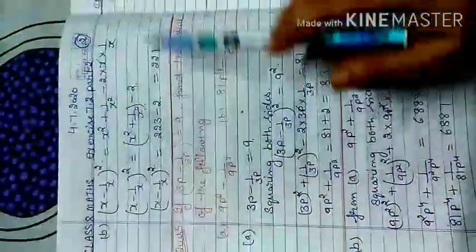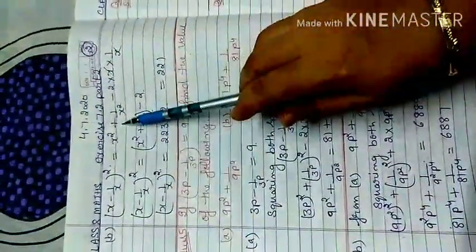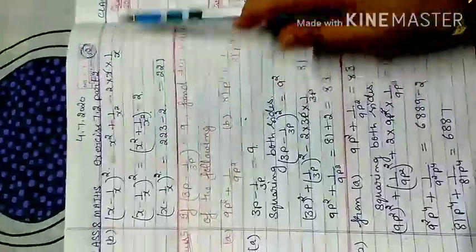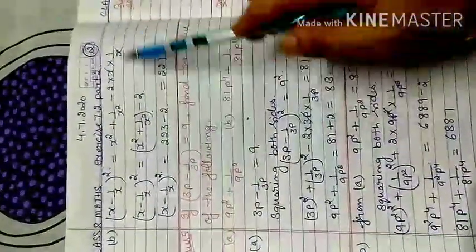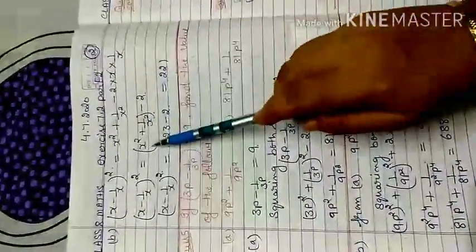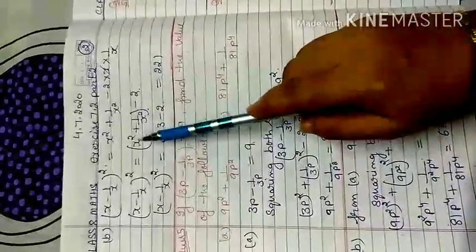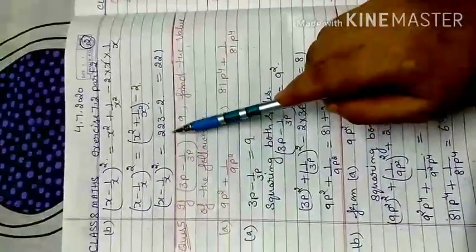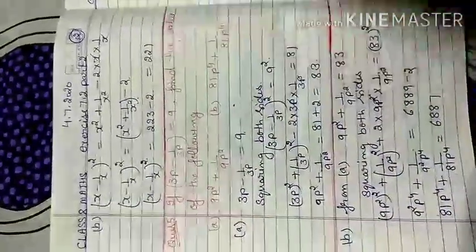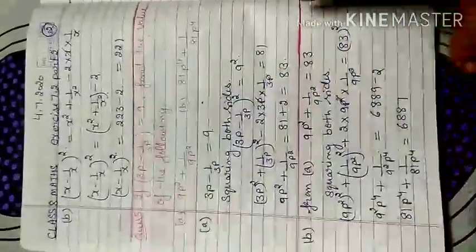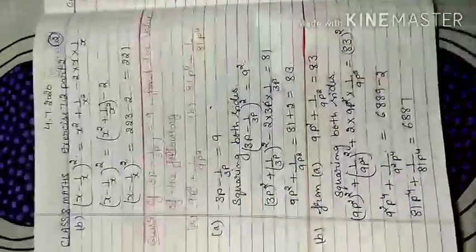But if I have to find the value of (x minus 1 by x) whole square, so that is first term square plus second term square minus 2 into first term into second term. x will be cancelled, only 2 is left. This value is given to you in my question. x square plus 1 by x square is 223, minus 2 gives me 221.